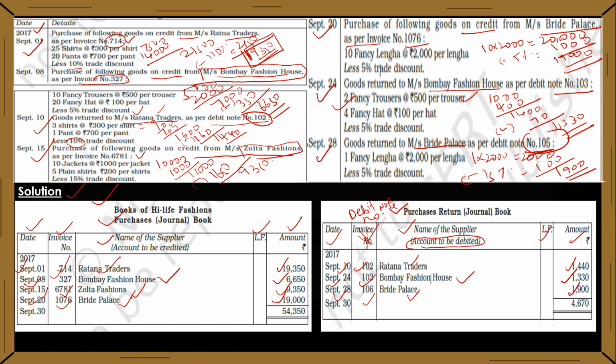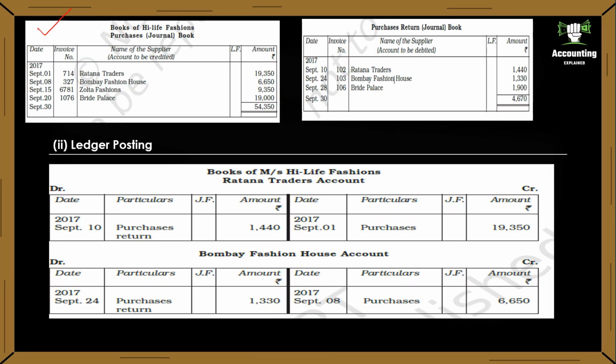Now let us see the total. On totaling the amount column of the purchases journal book, we get 54,340 as the amount of the purchases journal book, and in the purchases return journal book, if we total the amount we get rupees 4,670. This is the purchases journal book and purchases return journal book which we have completed just now. On September 30, the balance is 54,350 for the purchases journal book, and on September 30 the balance is 4,670 for the purchases return journal book.